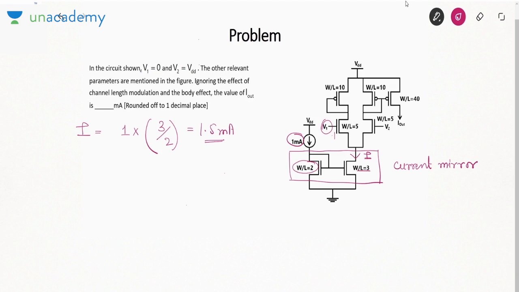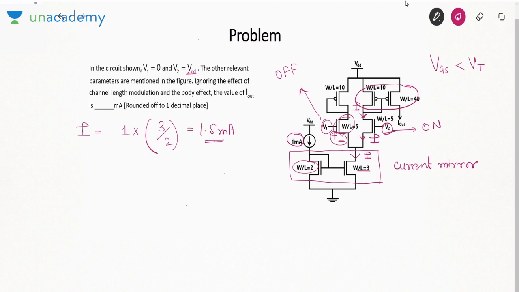If V1 is 0, the gate to source voltage will be less than the threshold voltage. So this transistor is off. But here V2 is connected as VDD. If V2 is VDD, a high voltage you have applied, so this transistor will be on. If this is off, it will not carry any current. So the entire current I will flow like this. This current I in this circuit will go like this.